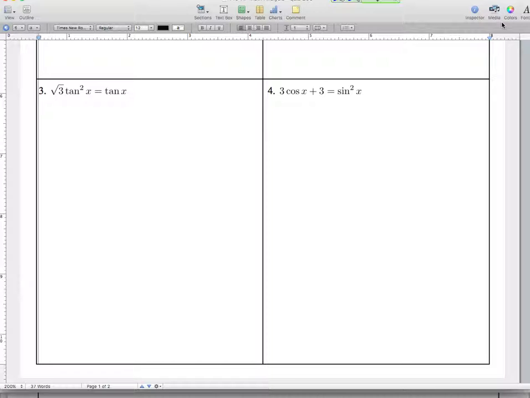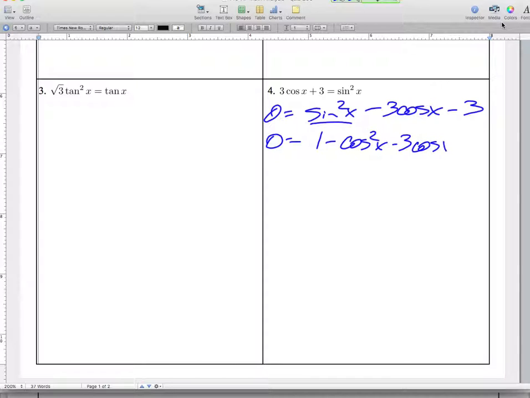Okay. So I'm going to recommend you still move everything over before you replace. So you want to keep the squared term? I want the squared term to be positive. Alright, cool. Because the square term is the one I'm going to replace, and if it's positive when I replace it, I'm better off. So now I can replace it with 1 minus cosine squared. So 0 equals 1 minus cosine squared minus 3 cosine minus 3.